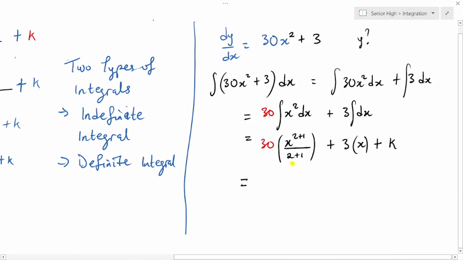So solving this, we have that x squared plus 1 will give us x cubed, because 2 plus 1 is 3. So we have 30x cubed over 3, plus 3x plus k. And then 30 divided by 3 will give us what? I think that should be 10x cubed plus 3x plus k. And this is your value. So this is the value of your y actually.